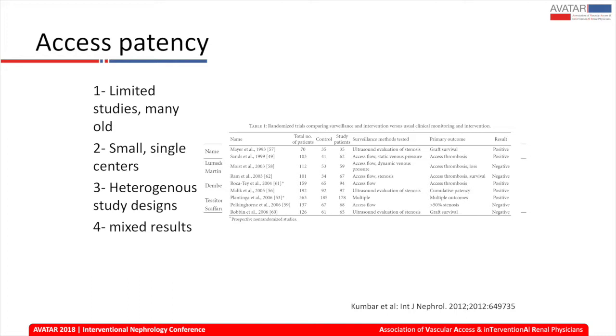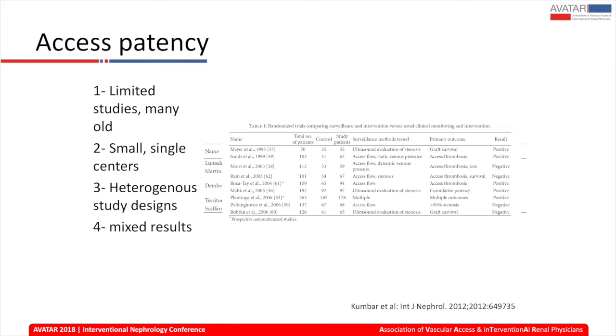The biggest problem when you're reading about the surveillance programs and the outcomes is the design of the study, whether it's the surveillance technique or the endpoints that they're using. It's quite heterogeneous. Sometimes it's comparing apples to pineapples or watermelons, you know. So the results are quite mixed, and you have to be careful.